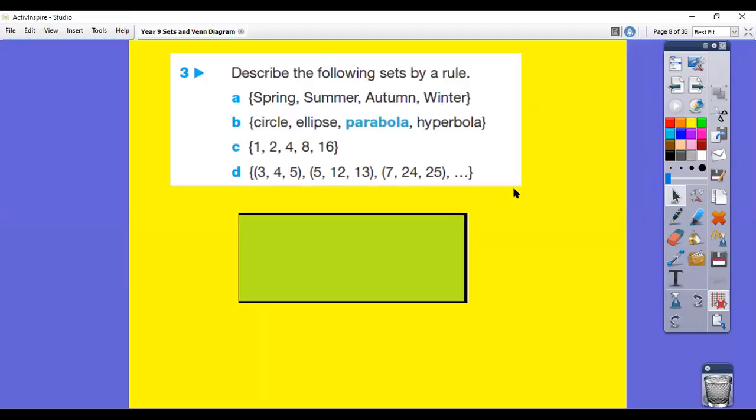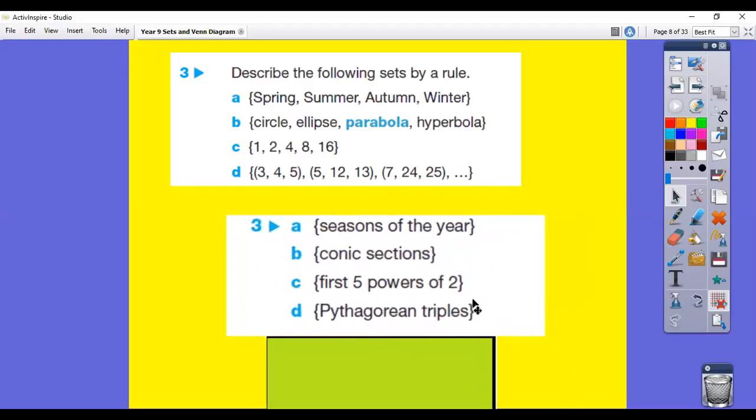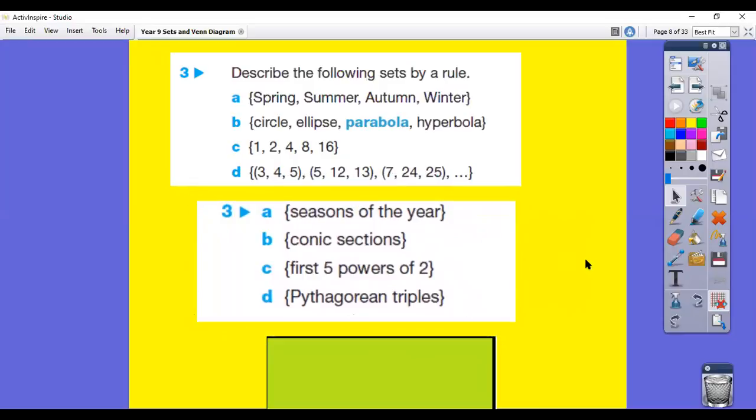So I'll give you a few seconds to think about that. Now remember again, the answers are in the back of the book. So if you were to check, let's do the first one. For the first one, the rule they have connected, the elements are the seasons of the year. So you've got spring, summer, autumn, winter. B, you've got circle, ellipse, parabola, hyperbole, and these are conic sections.